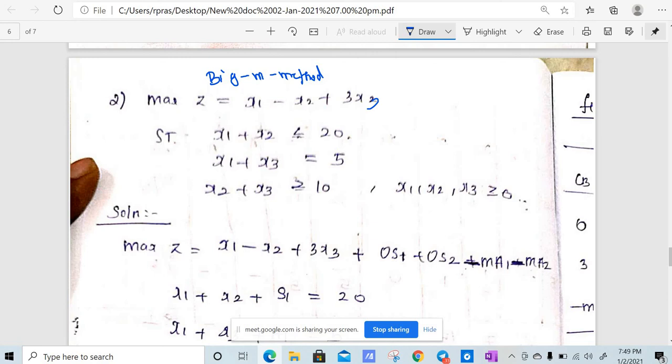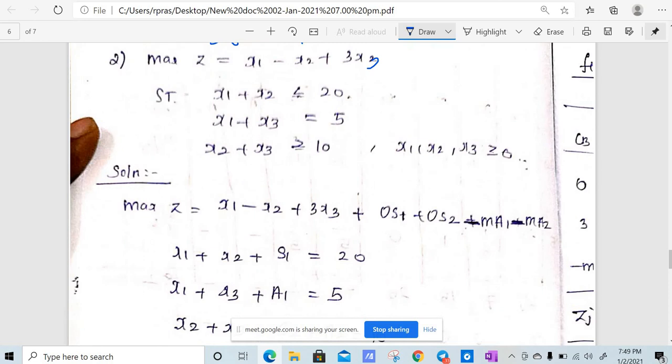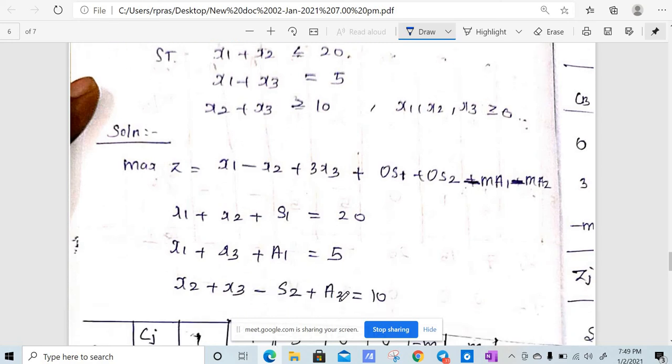Subject to, we have three constraints, so I am going to add three slack variables s1, s2, s3. Here you can see it is less than or equal to, which means it is enough to add only one slack variable, s1. And here you can see it is equal to. If it is equal to, we don't need to add a slack variable, but we should add an artificial variable, as I said earlier, right? And here you can see it is greater than or equal to. That means we need to subtract one slack variable, and then add one artificial variable. So we have minus s2 plus a2.